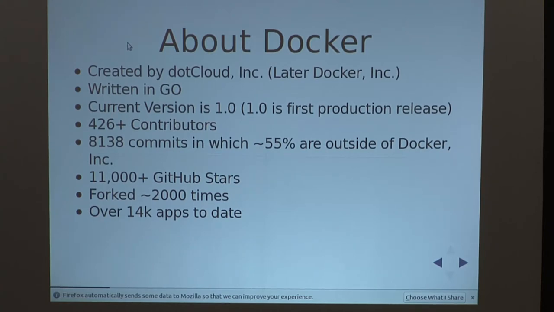There's over 11,000 GitHub stars, forked over 2,000 times for applications, and currently there's over 14,000 applications to date built off Docker. These are standalone applications, and also entire ecosystems built around Docker. So it's a really fast developing community, and it's becoming a really thorough and robust community.